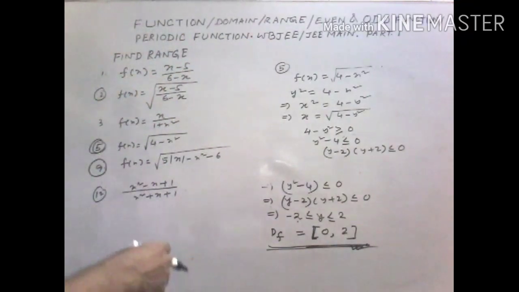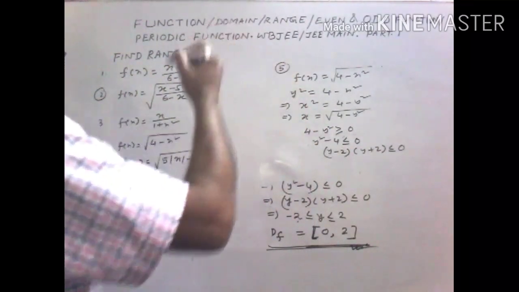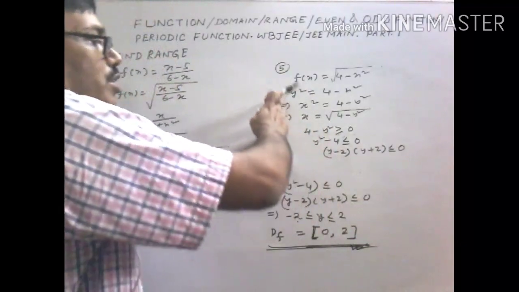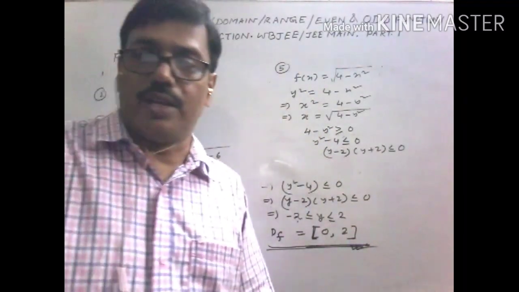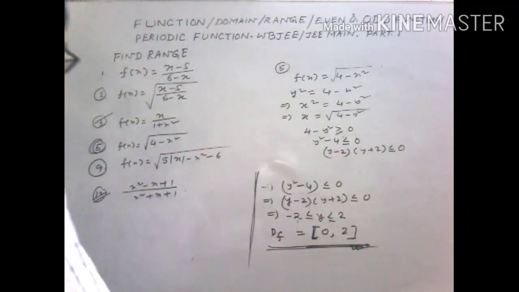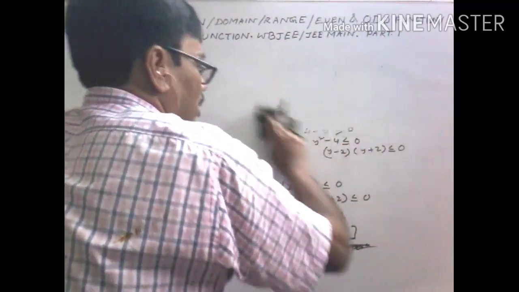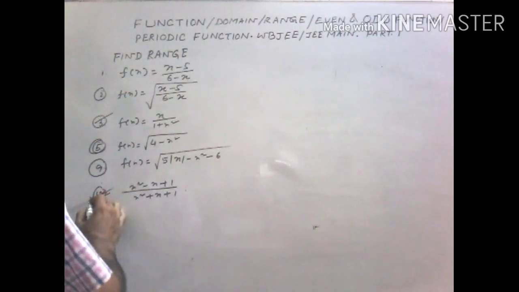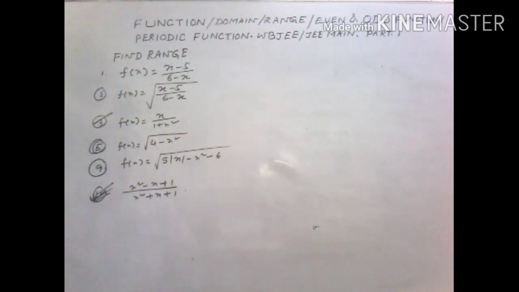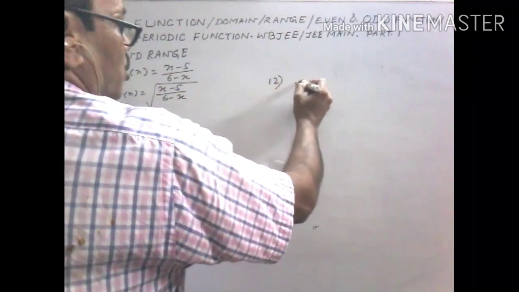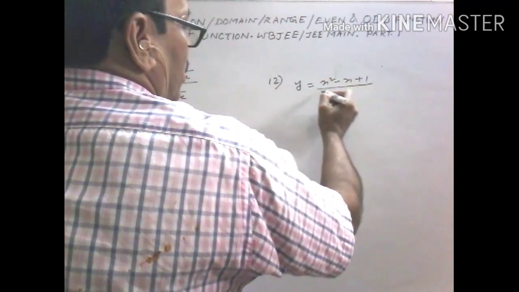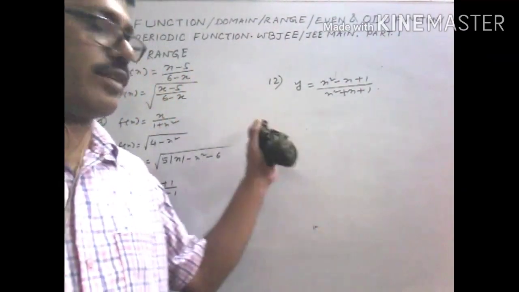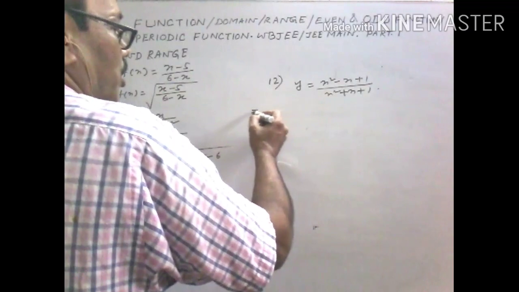But this one is general. Suppose there is a first degree term, for example problem number 3 and problem number 12, you cannot use this method because it is not possible to express x in terms of y. So the general method is the first one. Now problem number 12 and problem number 3 are of the same type. So suppose 12: y equals x square plus x plus 1. For this problem, it is not possible to express x in terms of y. So we use the general method.